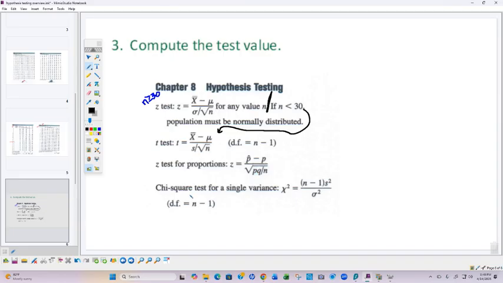And if they are giving you variance and standard deviation, you are using this fourth formula. Okay. Notice that on top is the variance of the sample. If they give you standard deviation, you have to square it. If they give you variance, you just plug it in. On the bottom is the variance of the population. If they give you variance, you just plug it in. If they give you standard deviation, you have to square it.